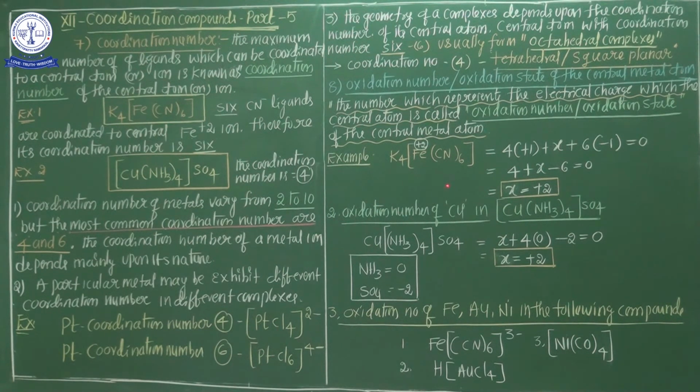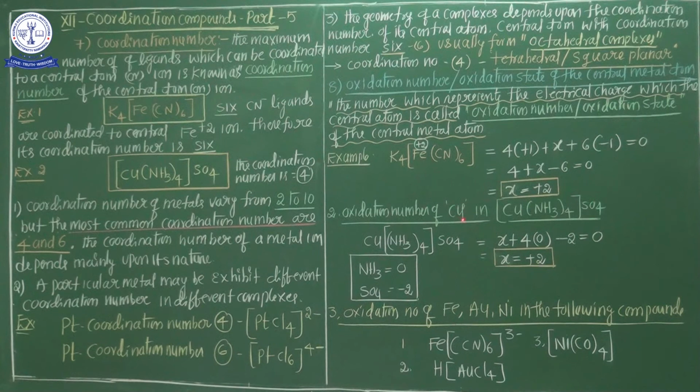If the coordination number is 6, what is the geometry here? Octahedral complex. Already clearly explained. If the coordination number is 6, octahedral; if the coordination number is 4, tetrahedral. So the coordination number always decides the structure of the complex compound. Next, second example. Now see here, second example.